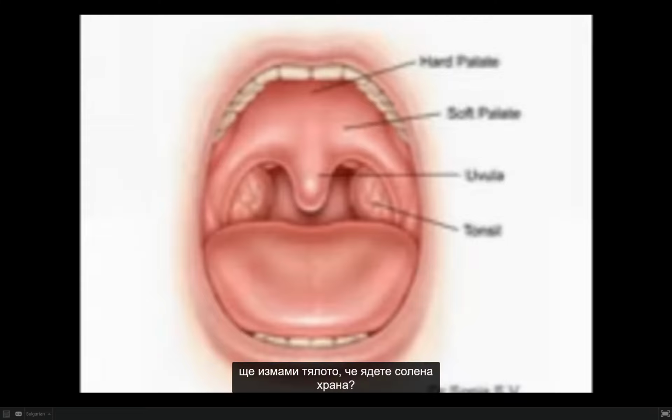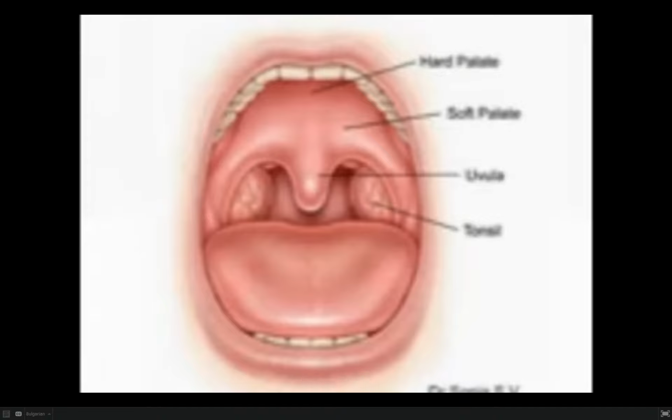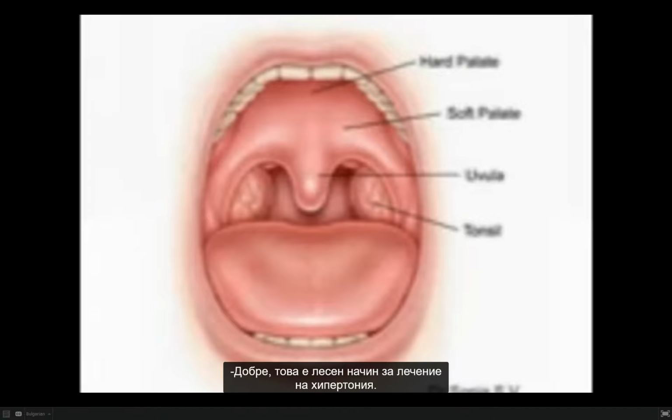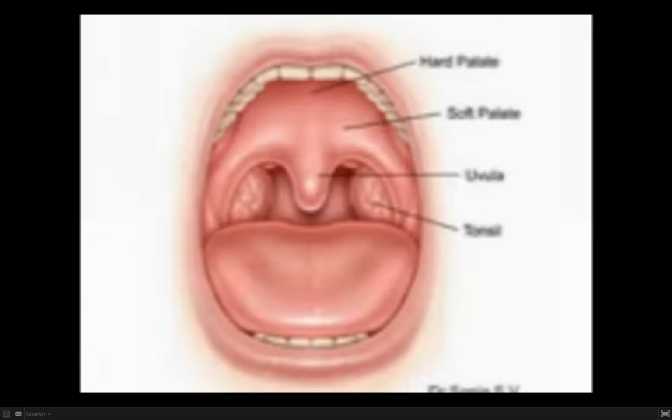Yes, so basically applying a little bit of salty water on the left and right side is going to trick the body that you eat salty food. Yeah, that's it. Oh, okay, that's an easy way to cure hypertension.